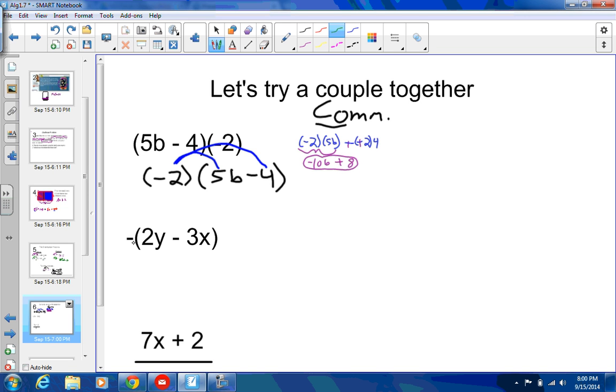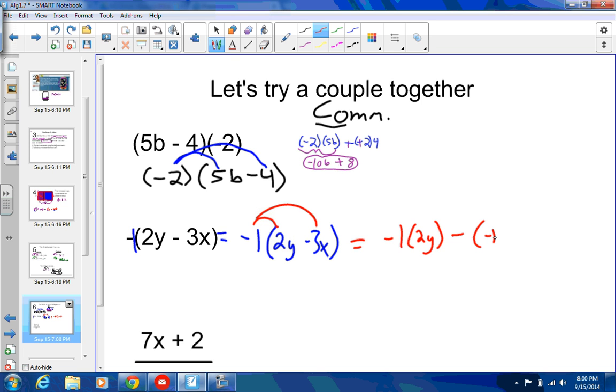You can say, I have a negative in front, so I have to make everything inside of it opposite. Or what I want you to picture is, when you have a negative, that's really the same thing as saying -1 times what's on the inside. So a negative just means it's a -1. All right, and then you can do the distributive property. Distribute that out, and you will get -1 times 2y minus a -1 times 3x.